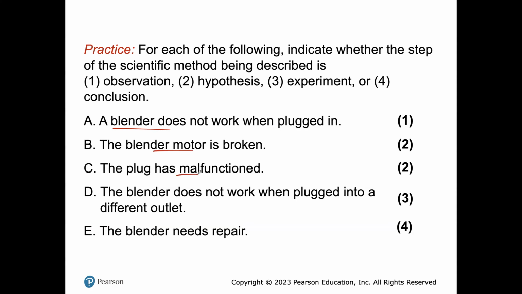C: the plug has malfunctioned. This is also a hypothesis which could lead to the observation we see. D: the blender does not work when plugged into a different outlet. This is an experiment where you can test and see if your hypothesis is correct or not. And E: the blender needs repair. This is a conclusion, where you test out the hypothesis, and the experiments show that the blender is broken. So the blender needs repair. This is a conclusion.